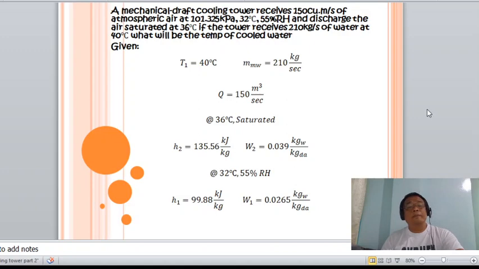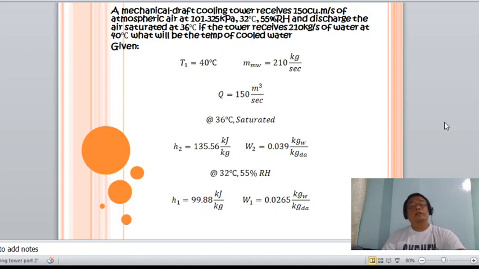So, another example: a mechanical draft cooling tower receives 150 cubic meters per second of atmospheric air at 101.325 kilopascal and 32 degrees Celsius, and 55% relative humidity, and discharges the air saturated. Okay? So 100% relative humidity, meaning. Okay? So at 36 degrees Celsius, if the tower receives 210 kilograms per second of water at 40 degrees Celsius, what will be the temperature of the cold water?